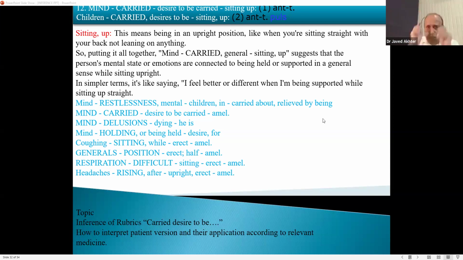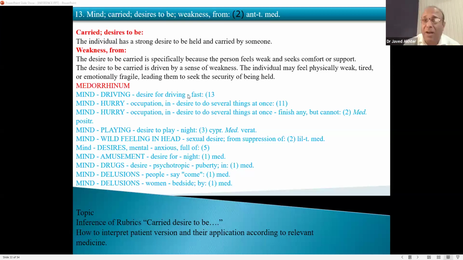And here the other rubric is carried desire to be carried, weakness from. This is a very important rubric I'm going to share. What is the meaning of weakness? The carried patient says that the desire to be carried is specifically because the person feels weak and seeks comfort or support. The desire is driven by a sense of weakness. This individual may feel physically weak, tired, or emotionally fragile, leading them to seek the security of being held. Why? I'm going to explain.